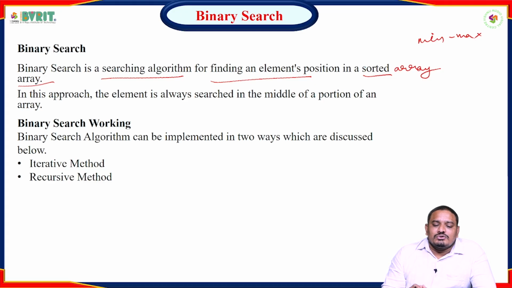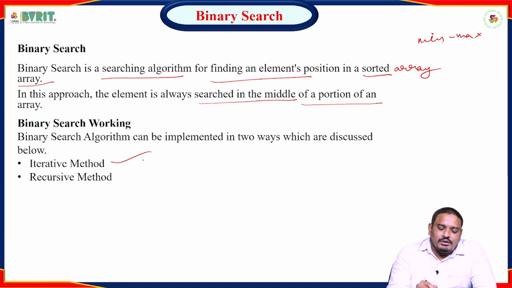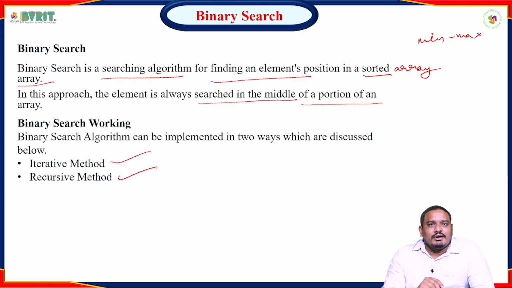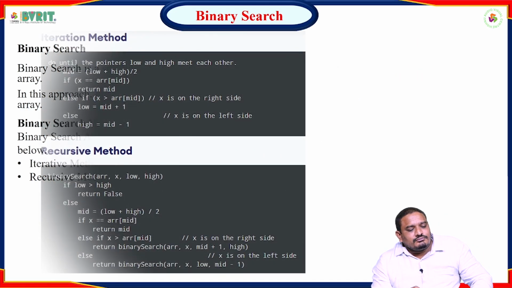In this approach, the element is always searched in the middle position of the array. We have to find the middle position of the element. How does the binary search algorithm work? Here, the binary search algorithm can work in two ways. The first one is the iterative method and the second one is the recursive method. Let's see them one by one.